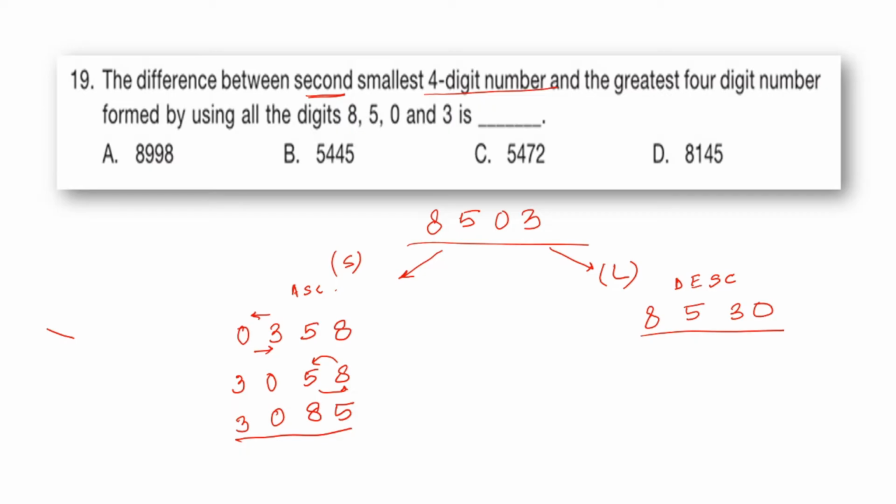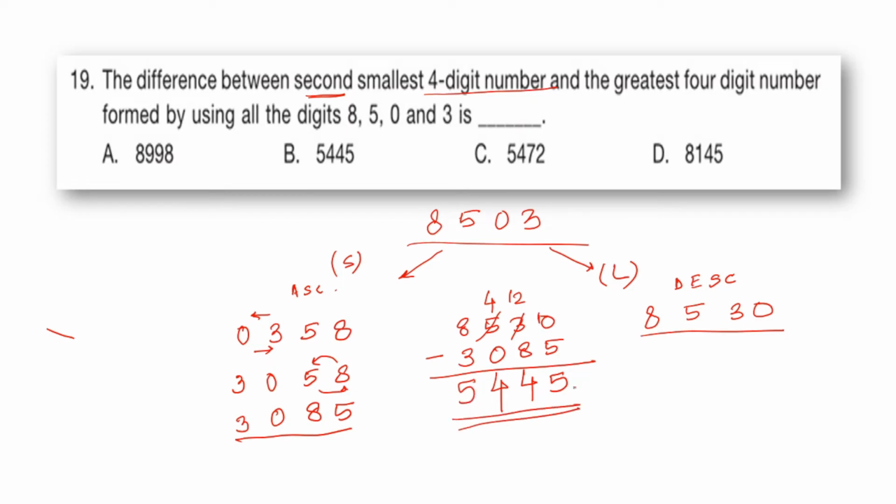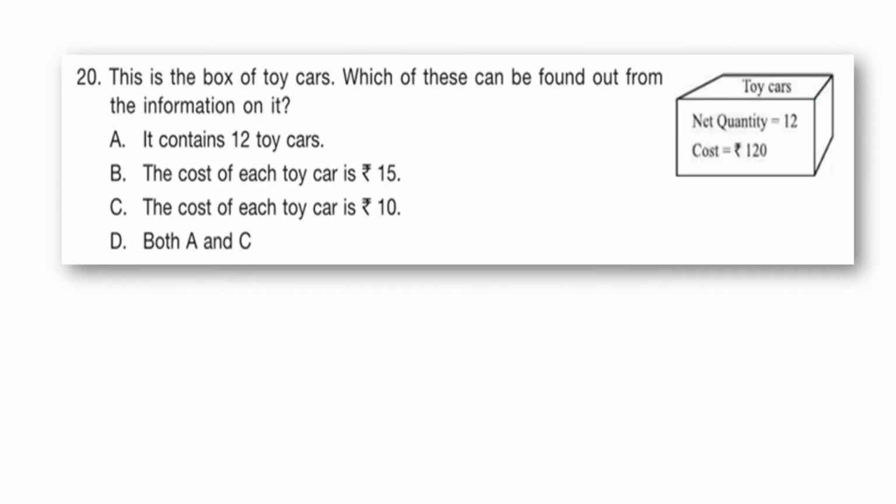Now we need to find the difference between these two. So let's subtract 8530 minus 3085. 0 will borrow from 3, making this 2, and 10 here. 10 minus 5 is 5. Again 2 is lesser than 8, so it will borrow from 5, making it 12 here. 12 minus 8 is 4. 4 comes down and 8 minus 3 is 5. So 5445 is your answer. That is option B.